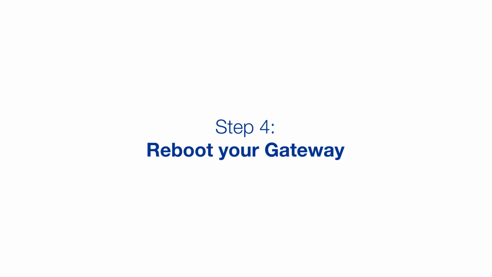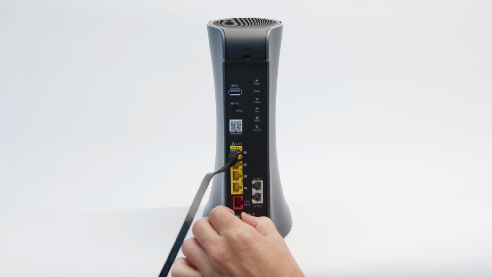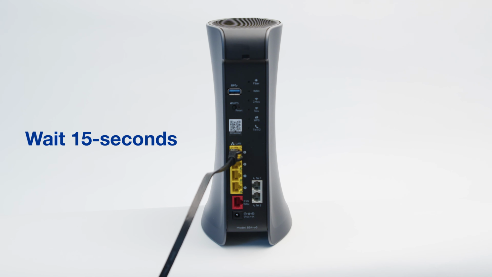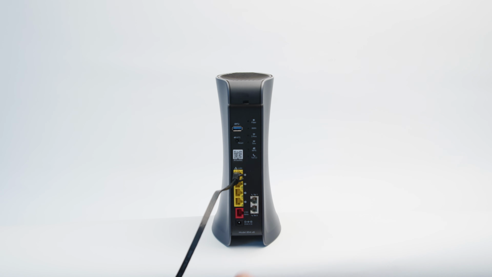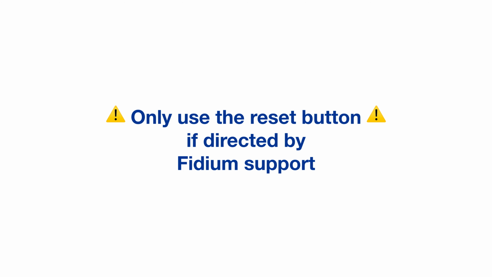Step 4, rebooting your gateway. First, locate the power cord at the back of the device. Simply unplug it to begin the reboot process. Wait at least 15 seconds, then plug it back in. Only use the reset button if directed by Fidium support.